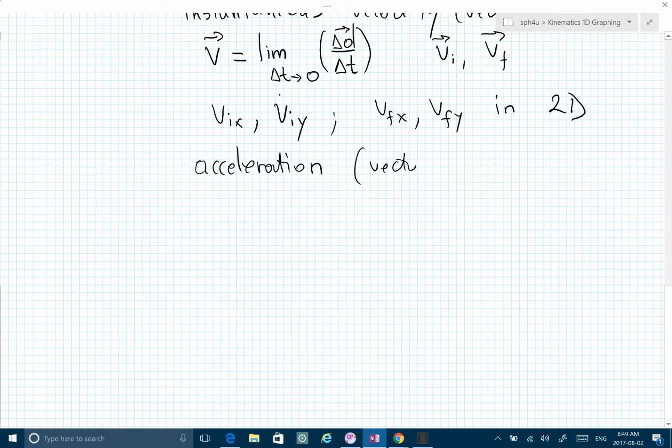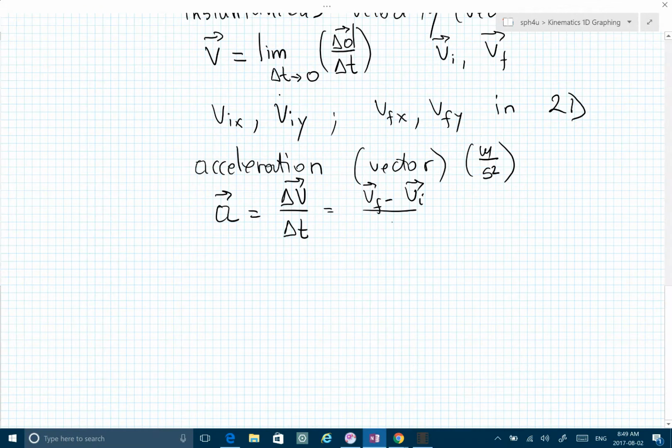Again, it's a vector, and the units are meters per second or meters per second squared. So the definition of the acceleration is the change in velocity over time. So it's a rate of change, all right? Or we can write it as Vf minus Vi over delta t. And the same idea, we can talk about Ax and Ay components in 2 dimensions.